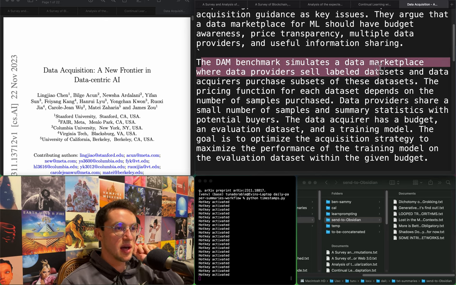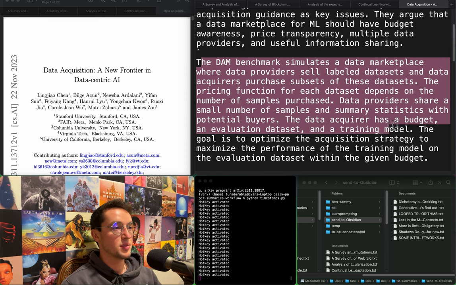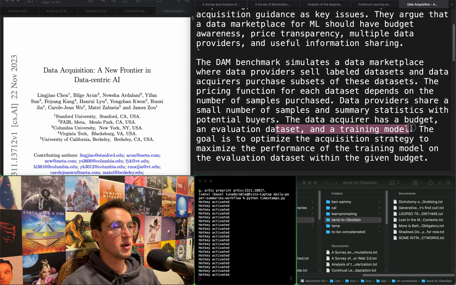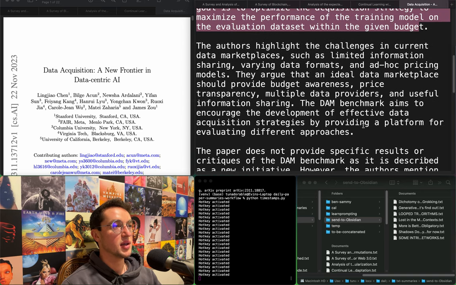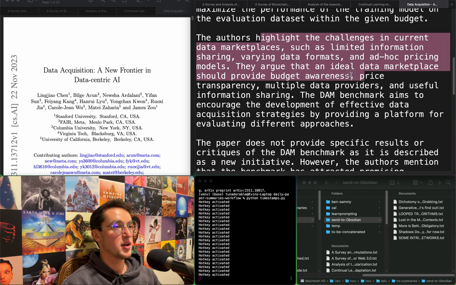DAM benchmark simulates a data marketplace where data providers sell labeled data sets and data acquirers purchase subsets of these data sets. Pricing function for each data set depends on the number of samples purchased. Data providers share a small number of samples and summary statistics with the potential buyers. Data acquirer has a budget, an evaluation data set, and a training model. Goal is to optimize the acquisition strategy to maximize performance of the training model on evaluation data sets within a given budget. Highlight the challenges in the current data marketplace, such as limited information sharing, varying data formats, and ad hoc pricing models. Argue that an ideal data marketplace should provide budget awareness, price transparency.